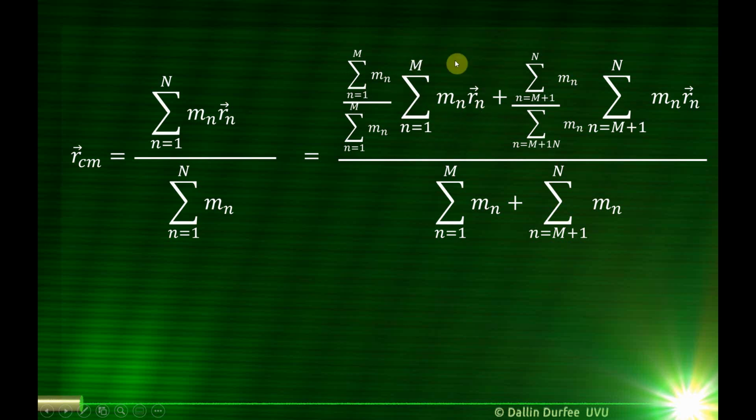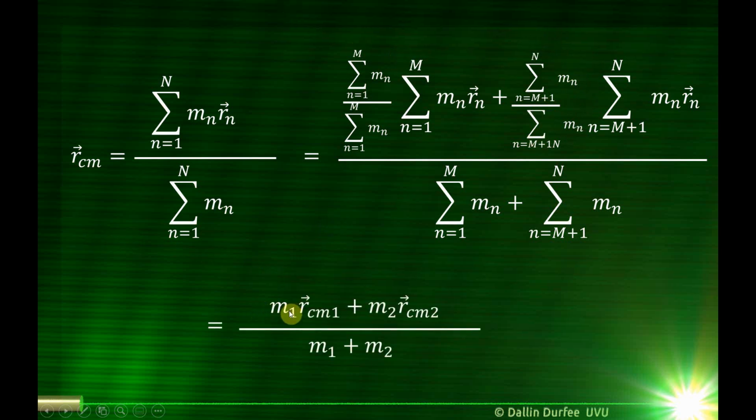Well, notice that this divided by this, the sum of the mass times distance divided by the sum of the mass, is just the center of mass of the first group of objects times the mass of the first group, and this is the center of mass of the second group times the mass of the second group. So this is basically just mass of group 1 times the center of mass of group 1 plus mass of group 2 times the center of mass of group 2, over the sum of mass of group 1 and mass of group 2. Well, wait a minute, that's just like finding the center of mass of two particles, right?